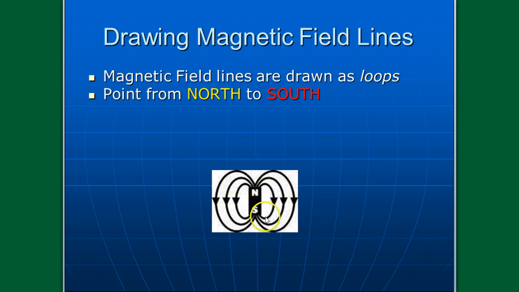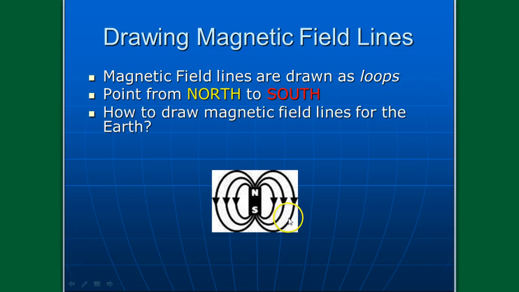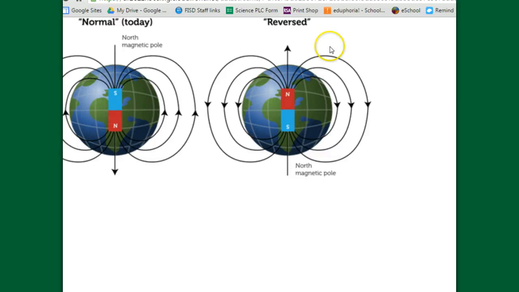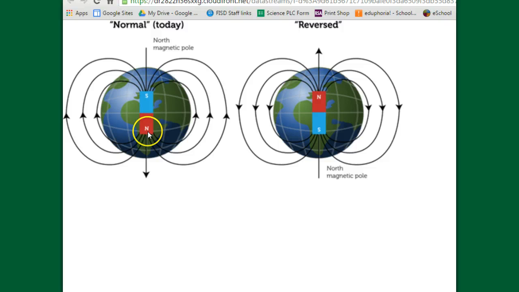And now that you know what the magnetic field lines do around a magnet, let's ask ourselves, how do we draw the magnetic field lines for the Earth itself? Well, we talked about the fact that the Earth's magnetic field right now is actually reversed in comparison to the geometric or geographic poles. And so the field lines for the Earth would be drawn, as we've already looked at, something like this, where the field lines go from the North Pole to the South Pole. So the field lines for the Earth look like this.